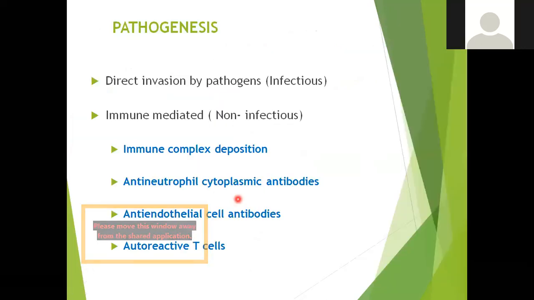So as I told you, the pathogenesis of vasculitis: number one, infectious; number two, non-infectious. And non-infectious, we have discussed immune complex mediated, anti-neutrophil cytoplasmic antibodies, and anti-endothelial antibodies. T cells may be involved in some of the diseases, or it may be part of the pathogenesis in many vasculitides. It is not the sole cause.